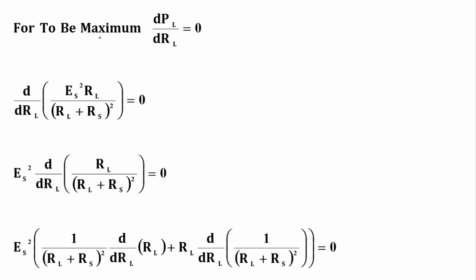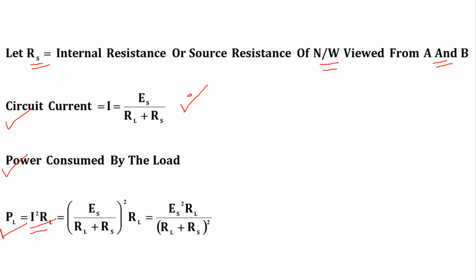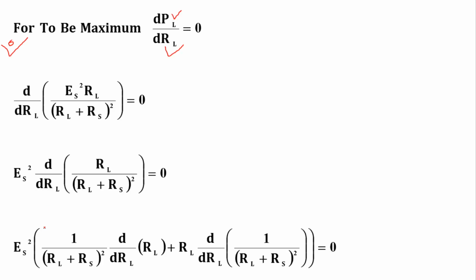Now we know that to maximize the power, we have to use the maxima theorem, which says that the differentiation of that particular function with respect to the variable is equal to 0. Then for this condition you will get the maxima condition. So our function is PL, and the variable is the load, for which value the power will be maximum. So we can say that dPL divided by dRL should be equal to 0.